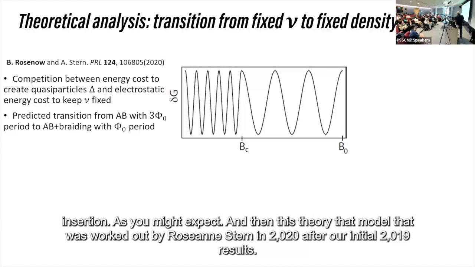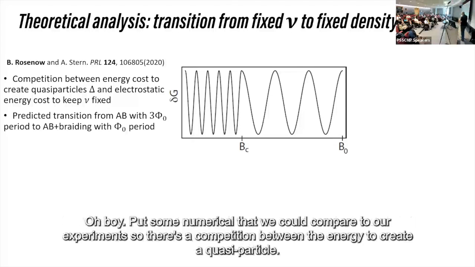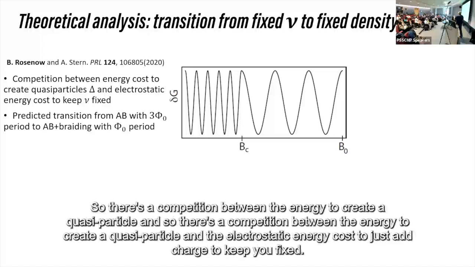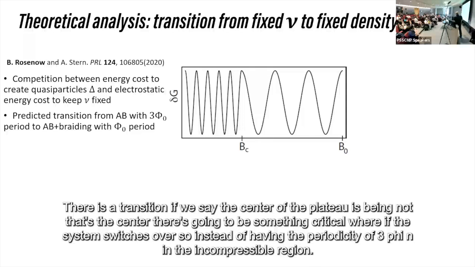And then this theory, that model that was worked out by Rosenau and Stern in 2020, after our initial 2019 results, put some numerical numbers that we could compare to our experiment. So there's a competition between the energy to create a quasi-particle and the electrostatic energy cost to just add charge to keep you fixed. And there is a transition.